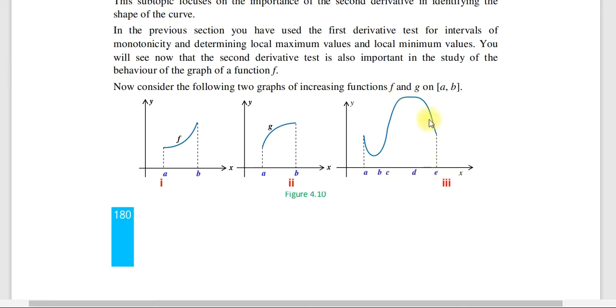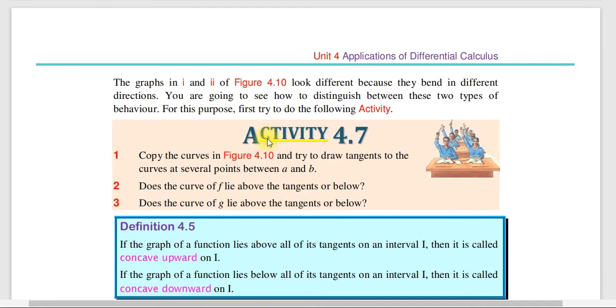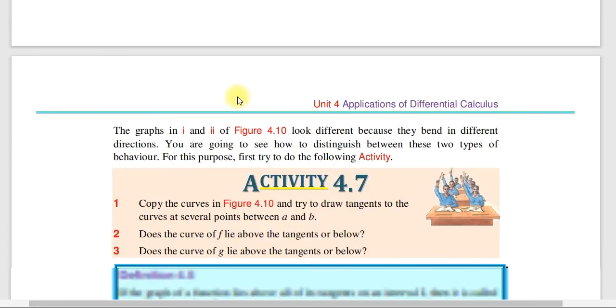The graphs in 1 and 2 of figure 4.10 look different because they bend in different directions. One bends upward, and this one is bent downward.